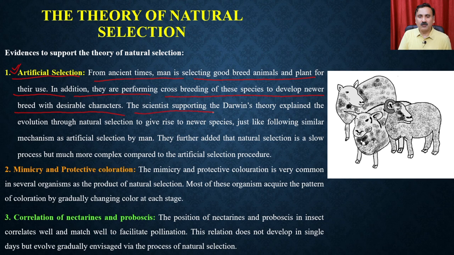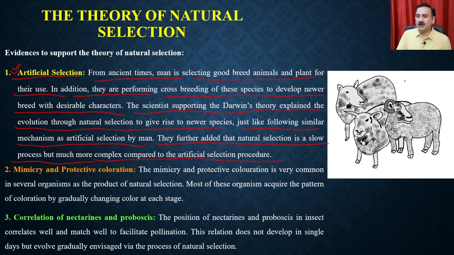The scientists supporting Darwin's theory explained evolution through natural selection giving rise to new species, following a mechanism similar to artificial selection by man. They further added that natural selection is a slow process but much more complex compared to artificial selection.